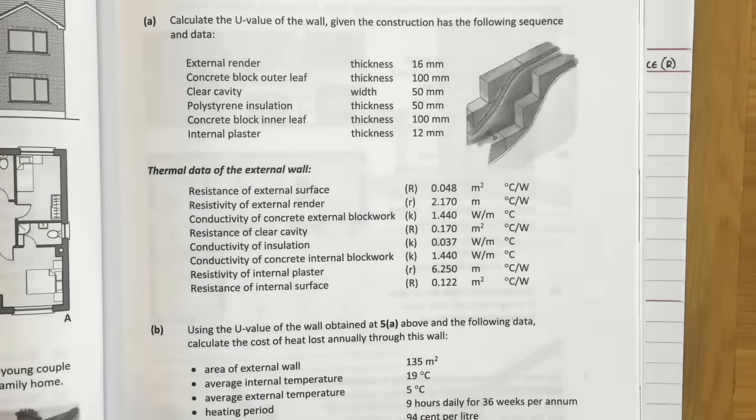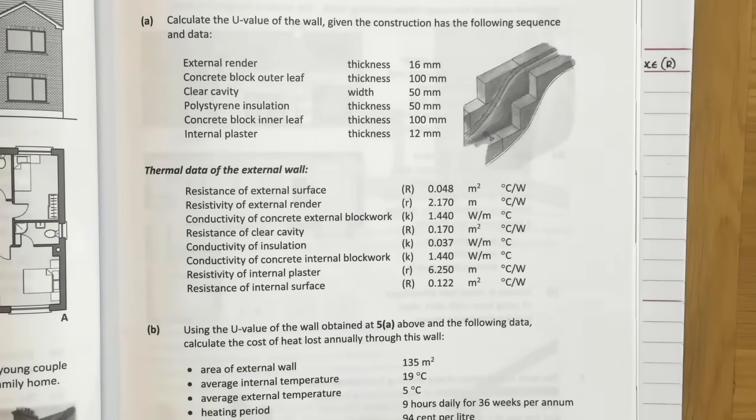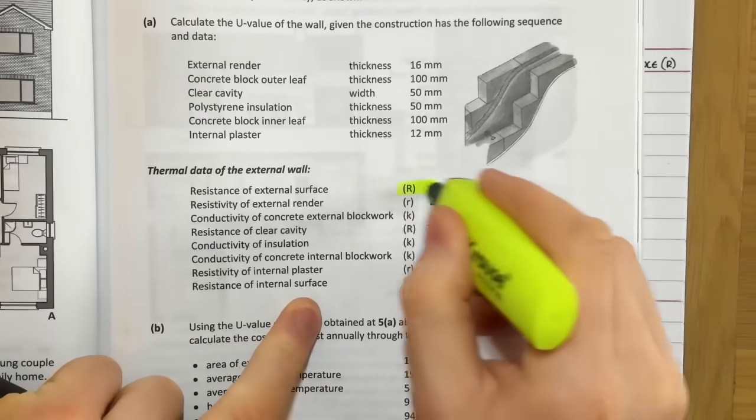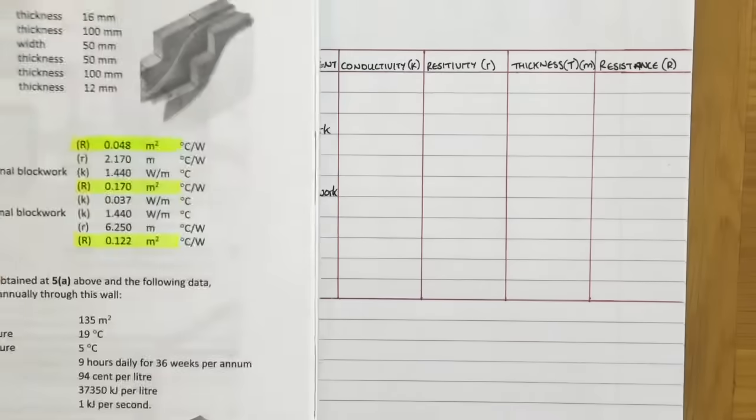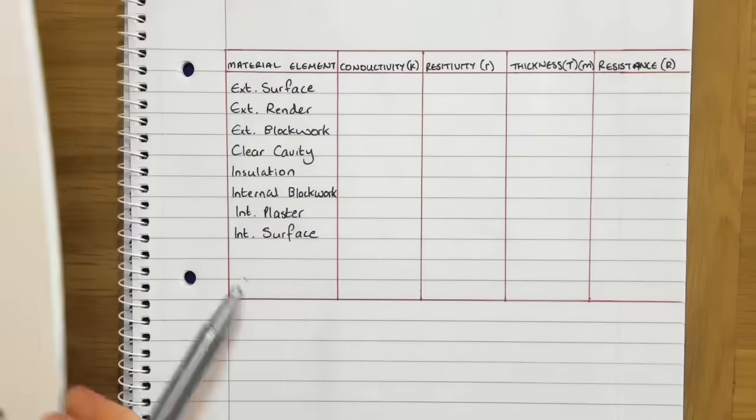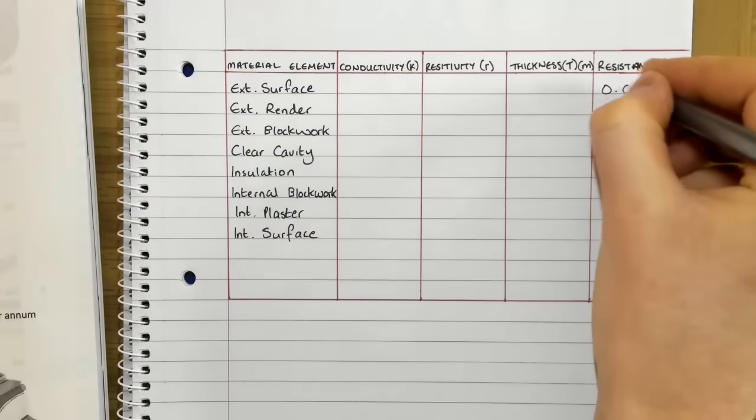At this stage of the question, we're going to start filling in some of our values. I recommend starting with just your resistance because that's essentially the value that we're looking for. Fill in whatever resistance values they've given you for whatever elements they've given you it for.